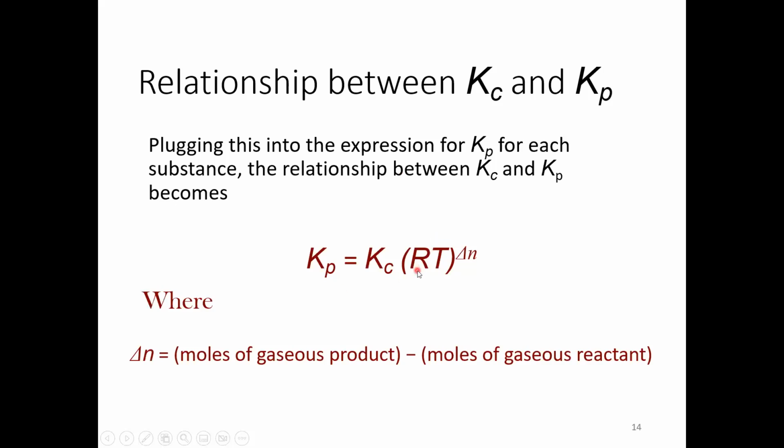And then R is still going to be our gas constant. T is still going to be temperature in Kelvin. And then this delta n is just going to be the change in moles. And we're looking at the change in moles of gases. So it's going to be the moles of gas product minus the moles of gas reactant.